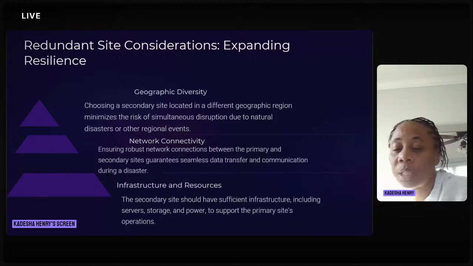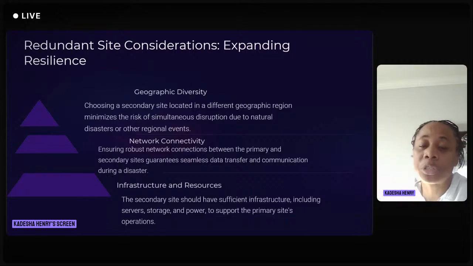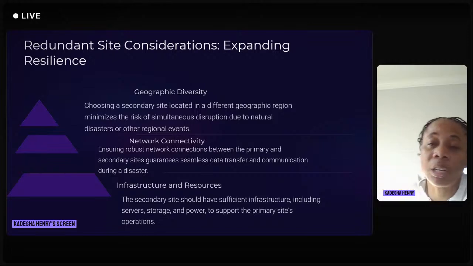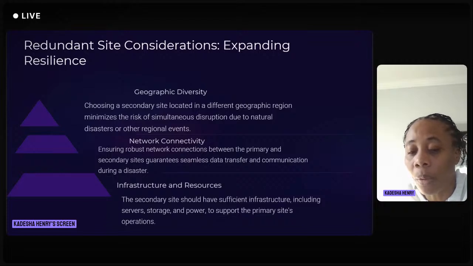Infrastructure and resources. The secondary site should have sufficient infrastructure. It should include servers, storage, and power to support the primary site's operation. So it must have enough power. It must have enough of everything to support operations during those moments when there is a power outage or a shutdown.